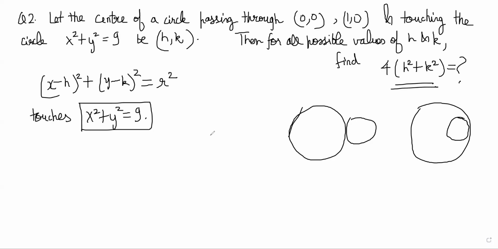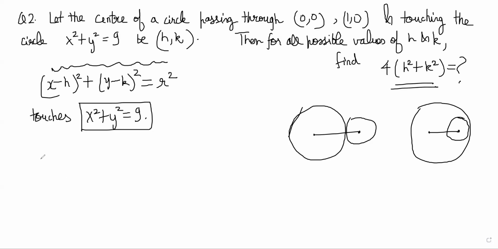So what we do is we can say that the distance between the centers C1, C2 will either be equal to R1 plus R2, or it will be equal to basically mod of R1 minus R2, right? So we will use that condition. We also know that this circle passes through 0, 0 and 1, comma 0.